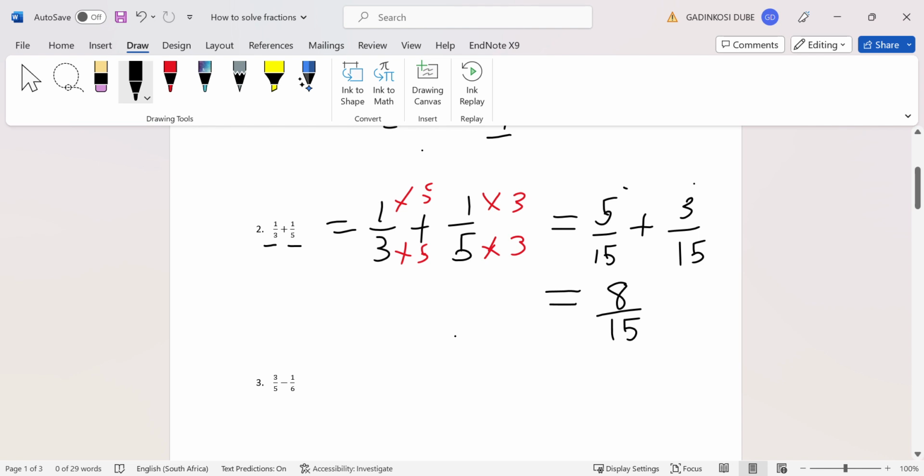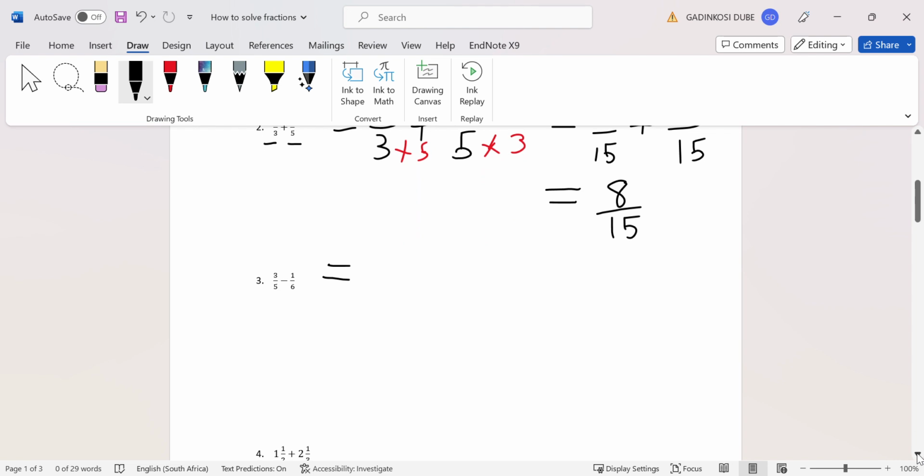Now the same thing applies if it's subtraction. So we've got a situation like this for number 3. How do we solve this one? Okay, so you're going to have 3 over 5 subtract 1 over 6. Okay, so you do the same thing even here as well. You're just going to multiply out, because here 5 times 6 is 30. Okay, that's your lowest common multiple.